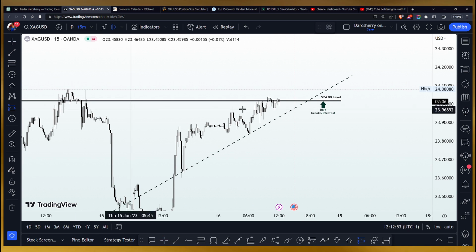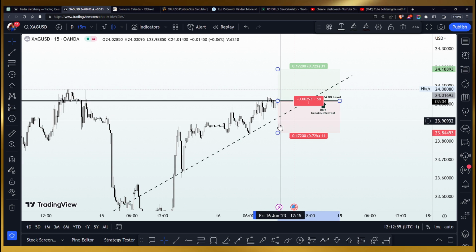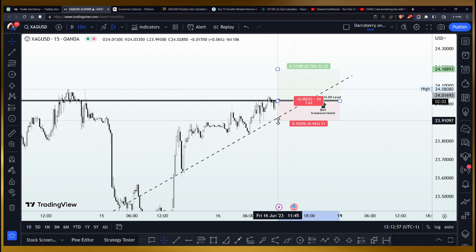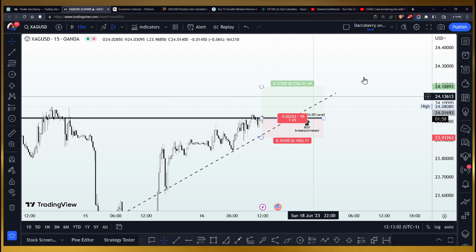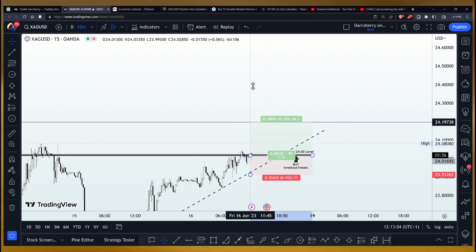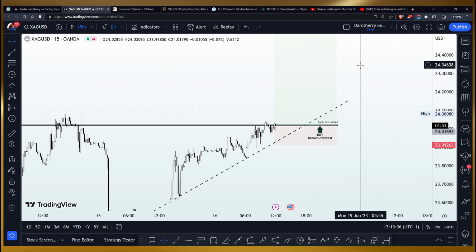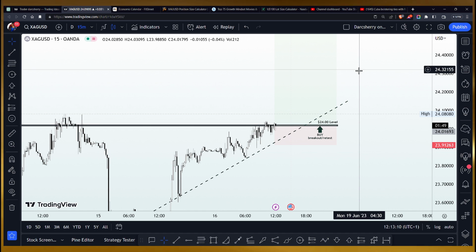So anywhere above the $24 level seems most appropriate to join any bullish move, and you could have your stop loss anywhere below the bullish trend line to protect your position against any pullback. So that is how we are going to be buying the XAGUSD today.